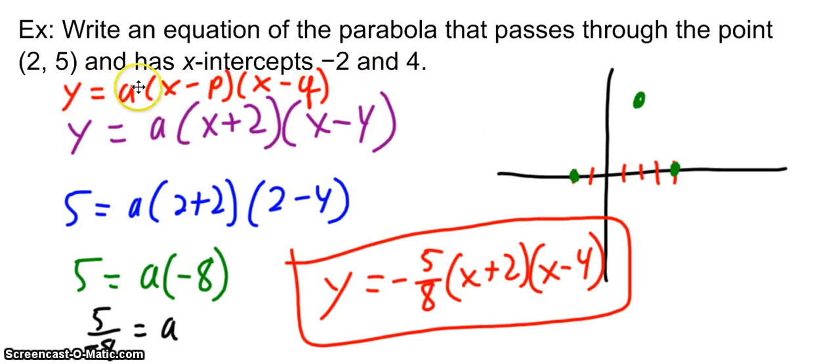So factored form is y equals a times x minus p times x minus q. Since I know my x-intercepts are -2 and 4, I know this is x plus 2 and x minus 4. I need to find a, so just like before, I plug in the point. So I plug in 5 for y and I plug in 2 for x. Simplify this: 2 plus 2 is 4, 2 minus 4 is -2, -2 times 4 is -8, divide by the -8, a is -5/8. Rewrite my equation.